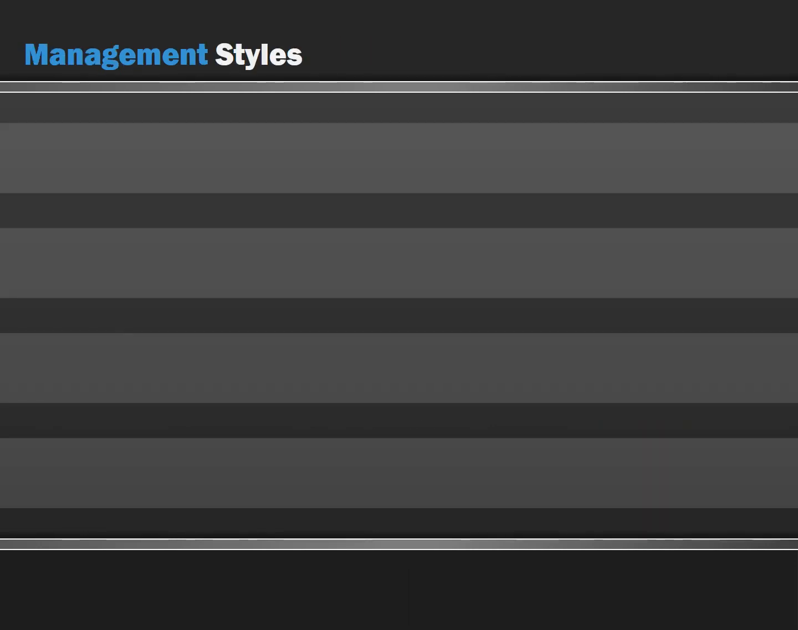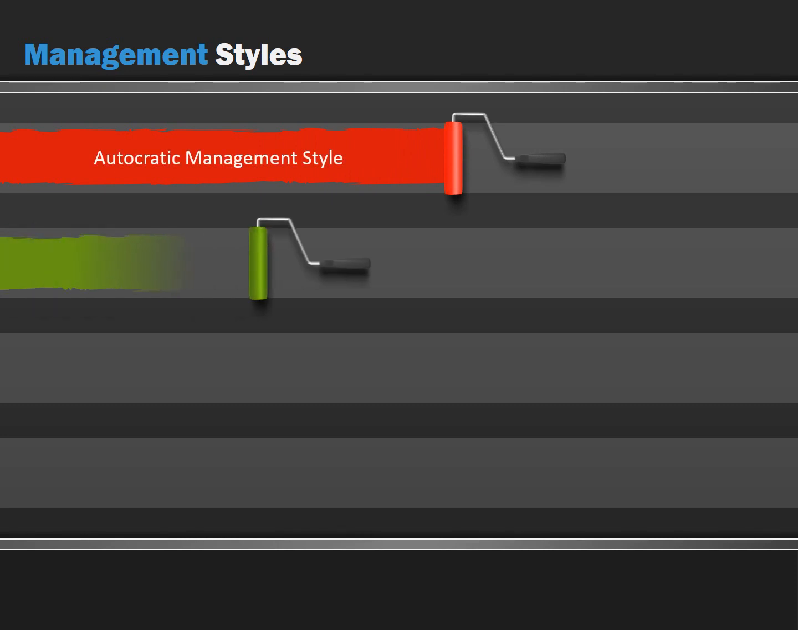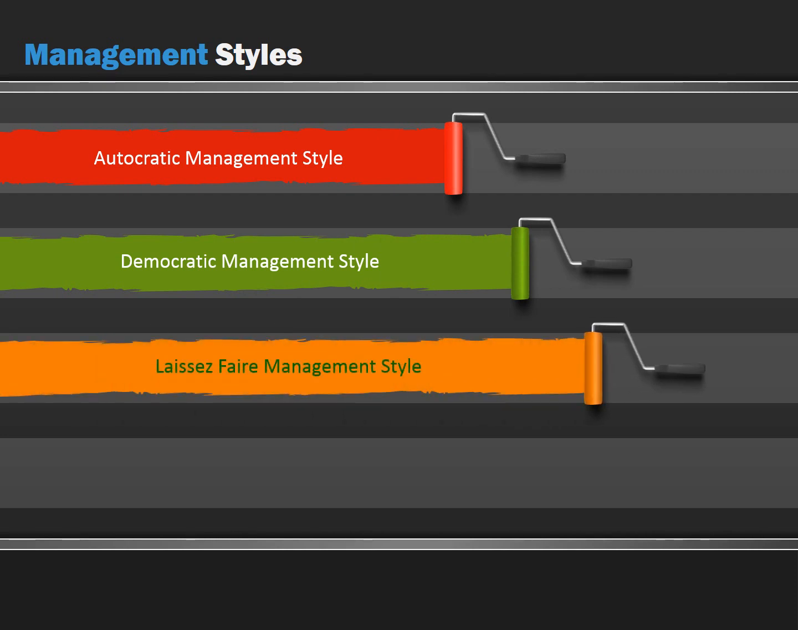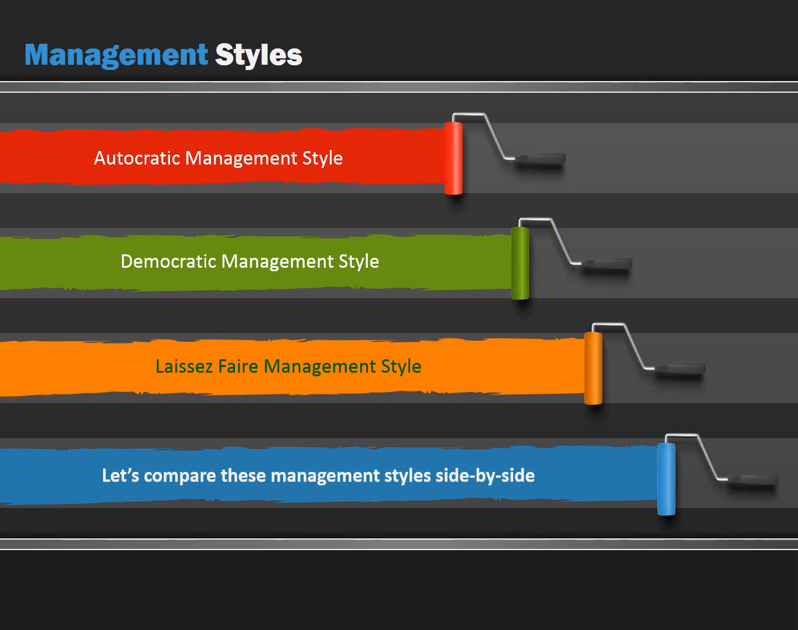As we said earlier, leadership theories and management styles are two different things. Leadership theories focus on people, while management styles focus on systems and structures. The three management styles you will need to know in this lesson are autocratic, democratic, and laissez-faire. Let's compare these three management styles side by side.